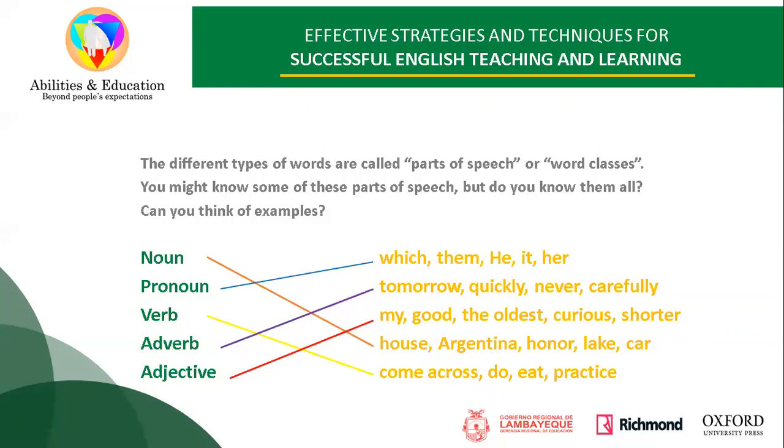Which, them, he, it, and her are pronouns, for example. But what is different about which and them? Which, for example, is a pronoun. What type of pronoun is it? Relative, yes. Like who, which, where. Yes. While them is an object pronoun.